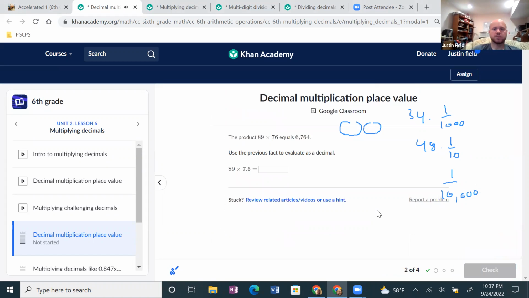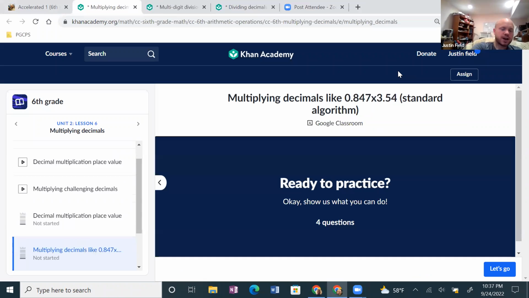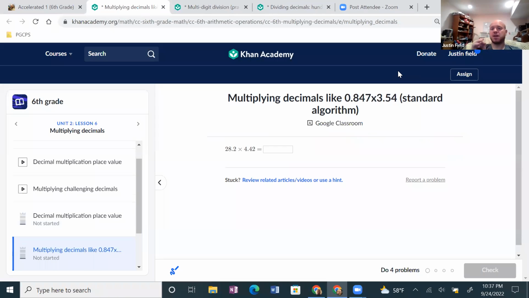It's a good one. Okay. So understand your decimal place value, you can do that one. But I love the standard algorithm. This is my favorite way to multiply decimals. And so we're going to do that. We're going to just ignore the decimal. Just ignore that decimal, forget about it.